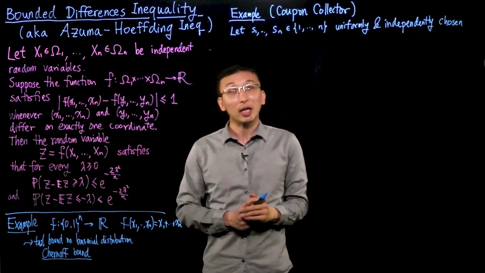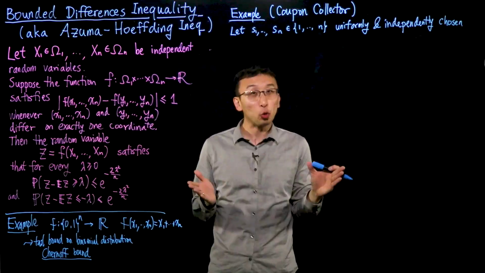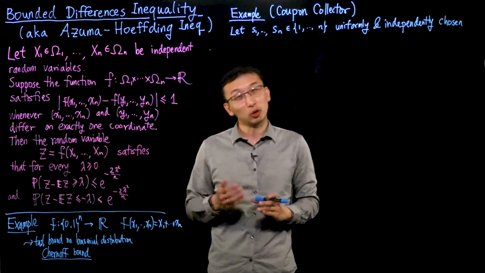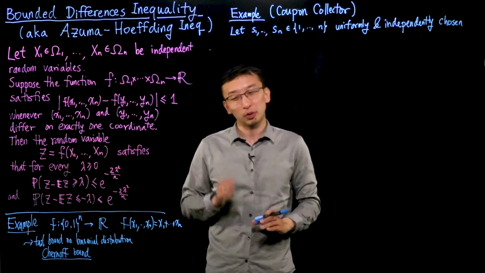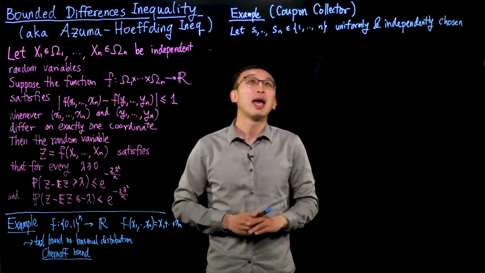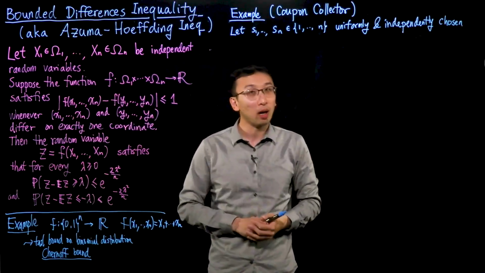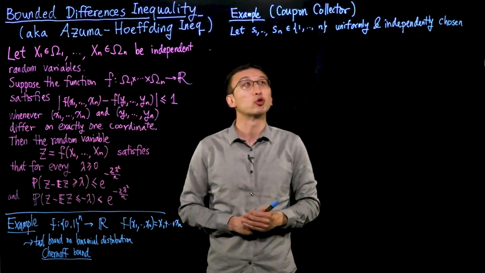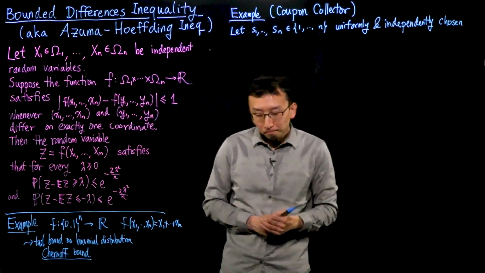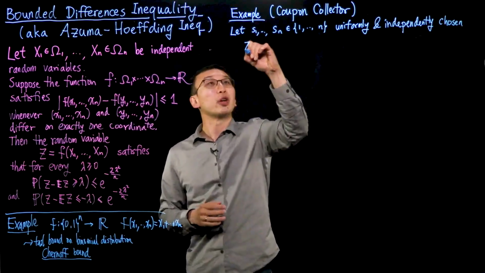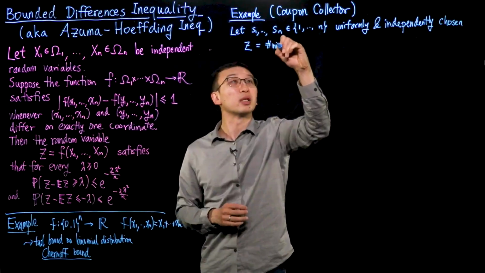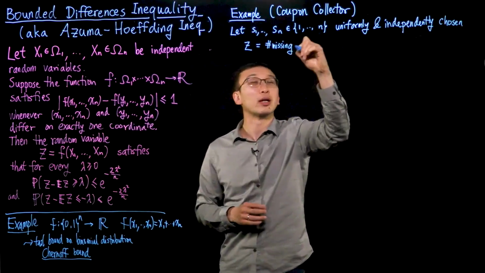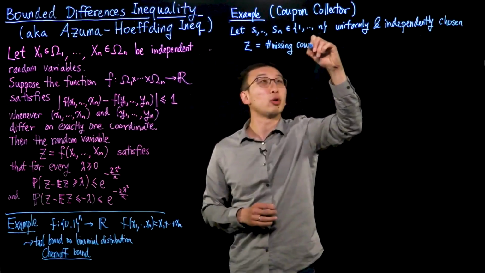So you can imagine a setup as having n different coupons, and each time you draw a random coupon, see what it is, return it to the box, and draw it again. And these S1 through Sn is a list of coupons that you draw from this box. And the random variable that we're interested in, Z, is the number of missing coupons, the number of coupons that you have not seen through this process.